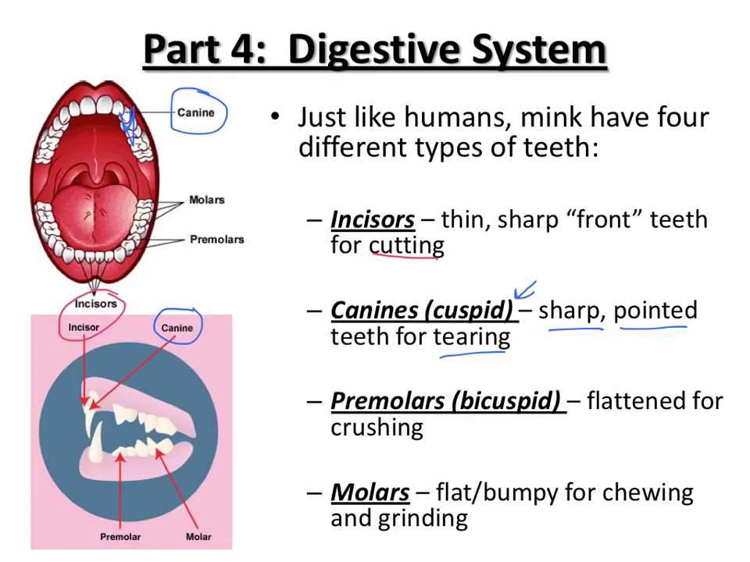Behind your canines or your cuspids, you have what are called premolars or bicuspids. If you feel these teeth in yourself, these are a little bit flatter, but they still have peaks to them, really 2 peaks or 2 points. That's why they're called bicuspids. They're still going to tear a little bit, but they're mainly going to be used for crushing. And then your back teeth are your molars, and these are flat and kind of bumpy, and you're going to use these for chewing and grinding up your foods.